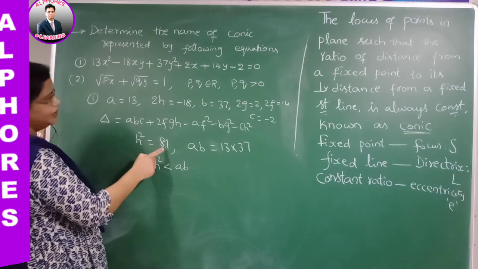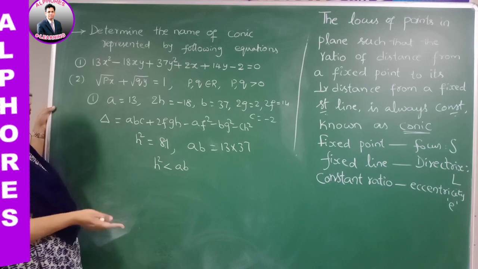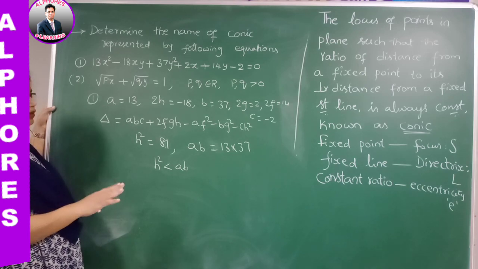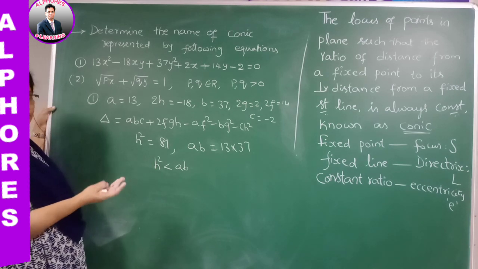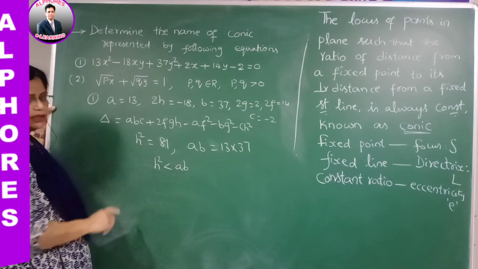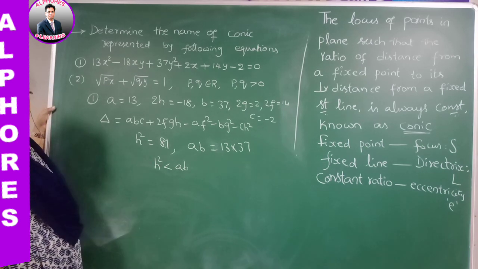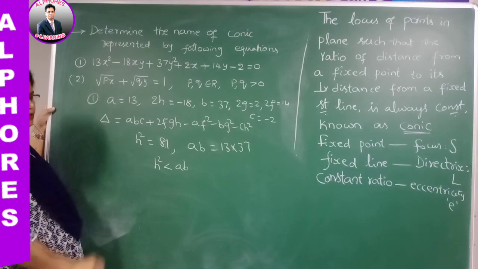That's why here we must check delta based on our given options. If the given options are just the 4 conics, that is, suppose circle, ellipse, hyperbola, parabola, then once you get h square less than ab, there is no need of checking the delta value. But here we don't know what they may give, so let us check this also.